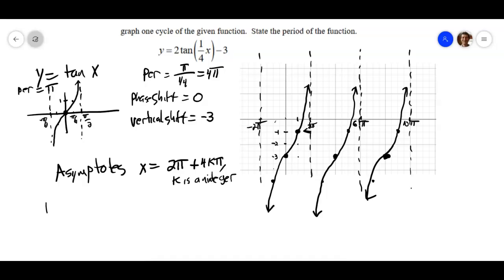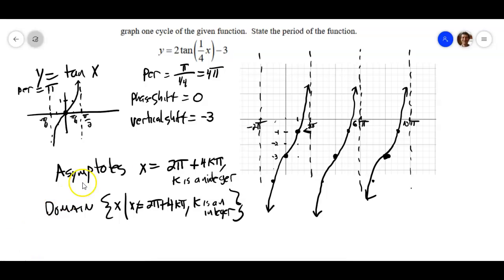And then the domain would be the set of all x's such that x is not equal to these values, 2 pi plus 4k pi, where k is an integer. These are common follow-up questions to the functions with asymptotes. Those are the tangent, the cotangent, the secant, and the cosecant.